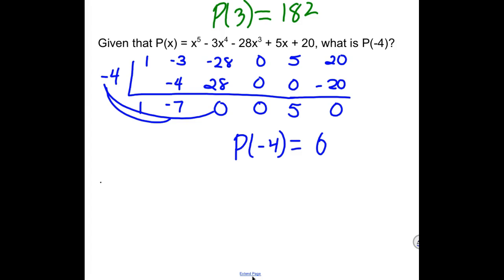And because my remainder was 0, what does that tell me? That what would be a factor? If negative 4 is the 0, right? It gave me a remainder of nothing. x plus 4 would be a factor of that original polynomial. Okay? So as we go on to the next few days, we're going to use that idea to help us get things factored and find all those zeros.